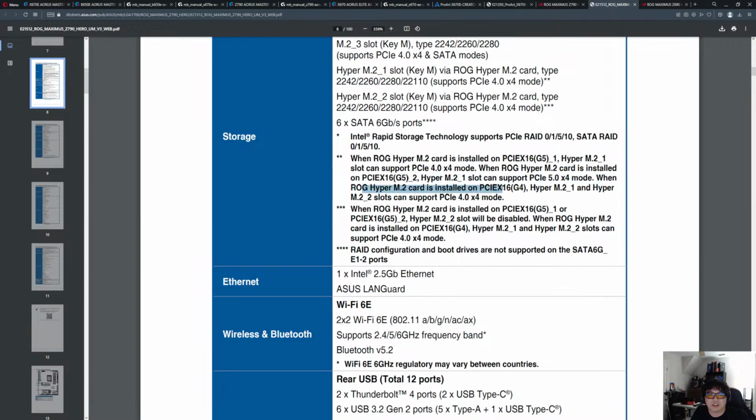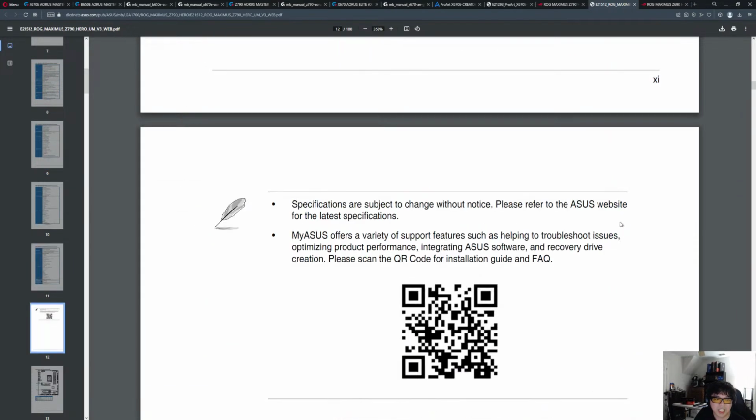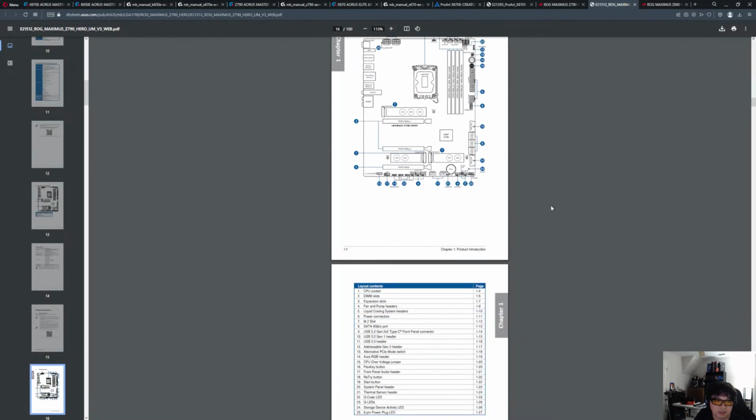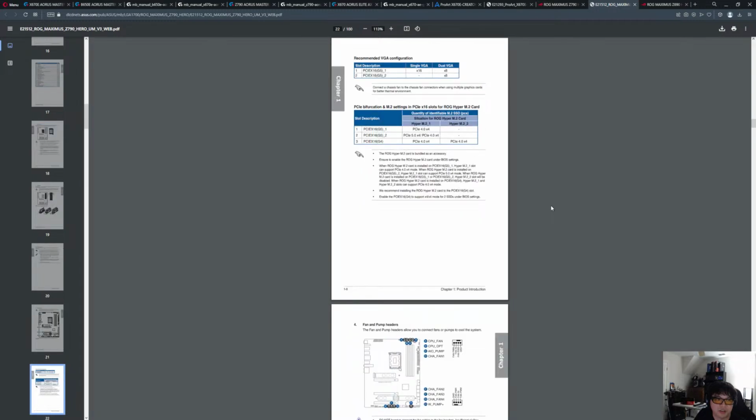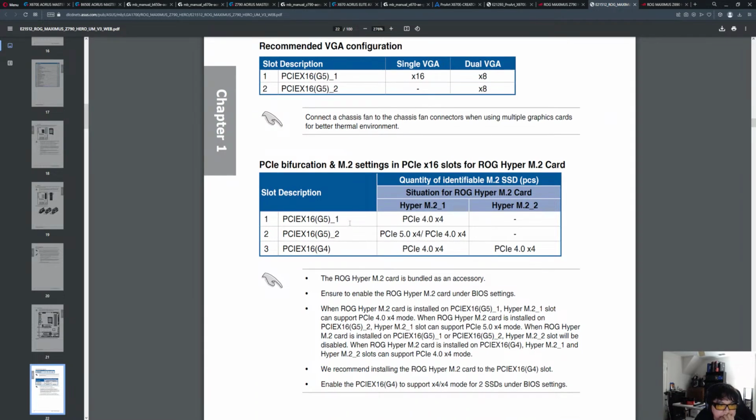Hold on. There's got to be something in here talking about the actual expansion card itself. Where's the expansion card? There's got to be a section on the expansion card. Okay, here we go. Situation for the Hyper M.2. So, if it's in the top slot, it only does Gen 4, and this thing doesn't work. Why? That's a 16-lane slot. Then when it goes in the second slot, you get Gen 5 and Gen 4? Okay. And then when it goes in the bottom slot, they're both Gen 4, which is correct.